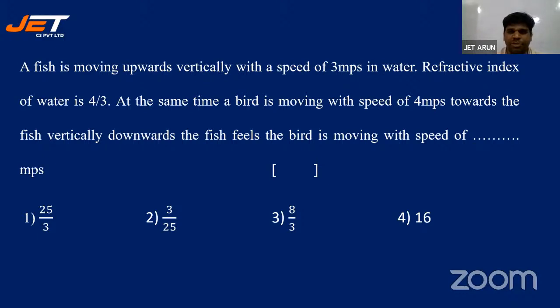Students, think about this question because there's a little tricky numerical. I would like to give this as a homework. Okay, read the question carefully. A fish is moving upwards vertically with a speed of 3 meters per second in water, refractive index of water is 4/3. At the same time, a bird is moving with a speed of 4 meters per second towards the fish vertically downwards. The fish feels the bird is moving with speed of dash meters per second.